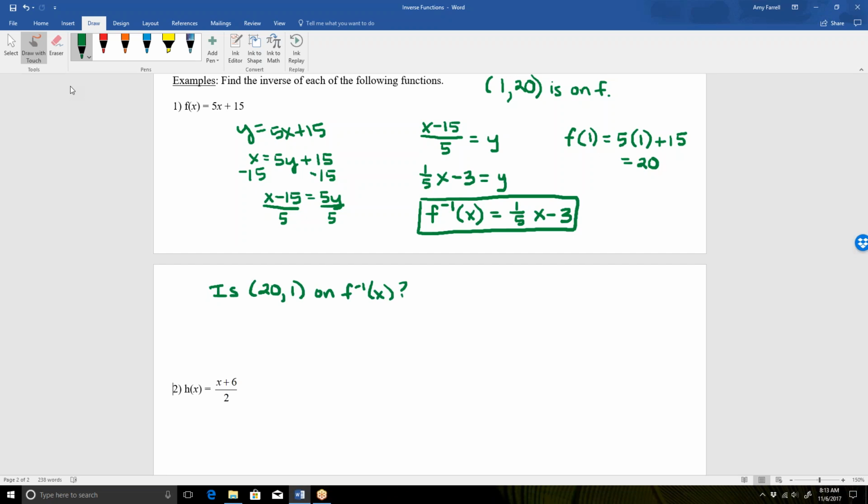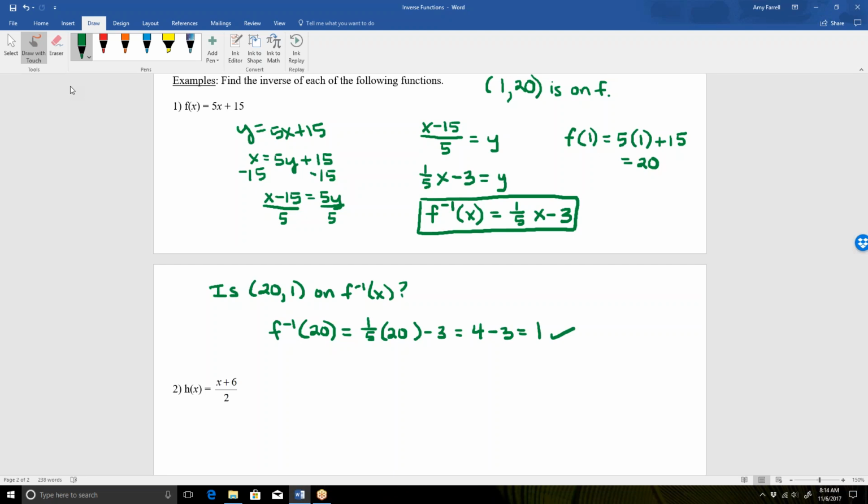Let's plug it in. So I'm going to find f inverse of 20. And I'm going to plug 20 in for x. And 1/5 times 20 is 4. And 4 minus 3 is 1. So sure enough, it is. (20, 1) is on the graph of f inverse of x. Okay, now this isn't a guarantee that you're correct, but it's a great way to check.